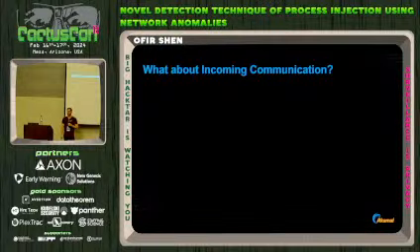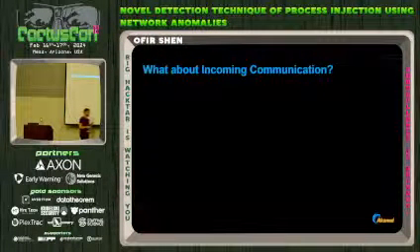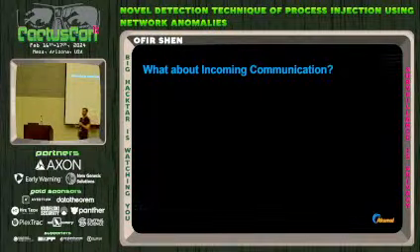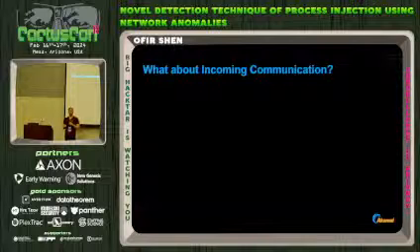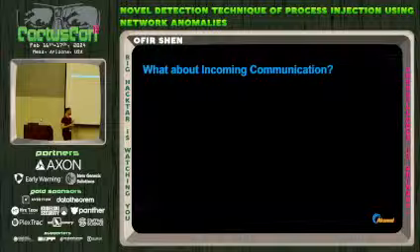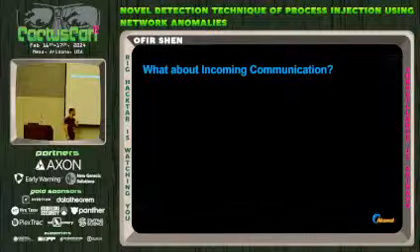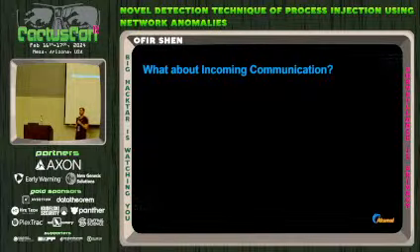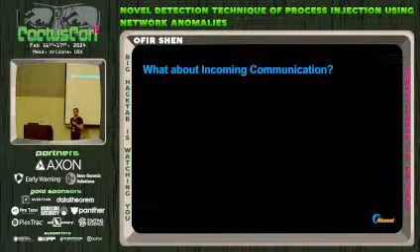Okay, so we talked about detecting anomalies in outgoing communication. We have the process data. We know how it communicates. We can find when it communicates in an anomalous way. But you guys might be asking, okay, so if we have that data already, what about incoming communication? Because we know what processes are listening on what ports.